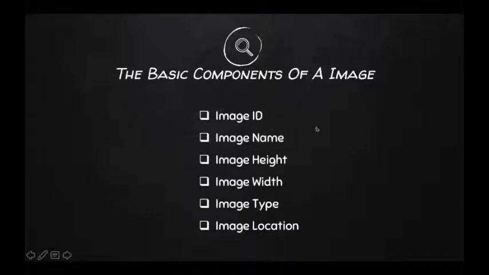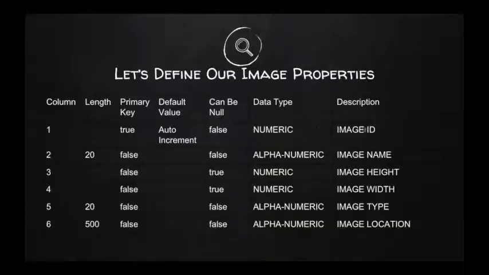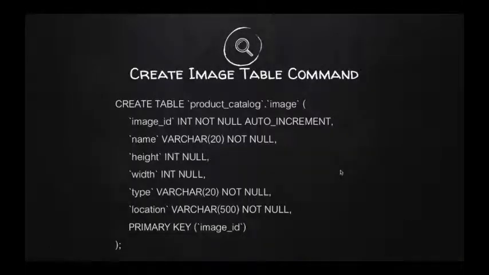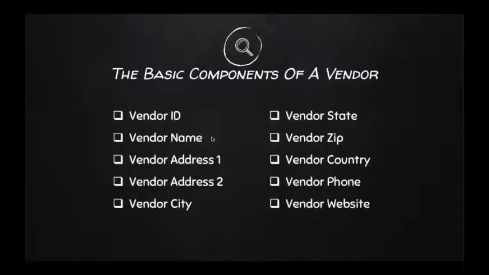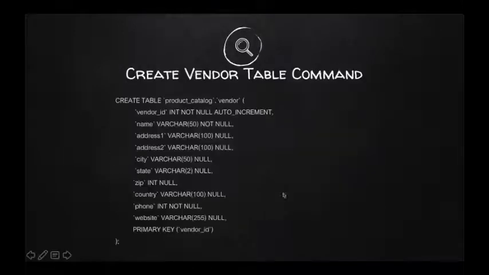Our image, so we have image ID, name, height, width, type, and location. And we define these as such. Again, looks very similar to how we did product and category. These were our basic components of a vendor. So for vendor, we're trying to capture the basic vendor information. So here's the command to create our vendor.